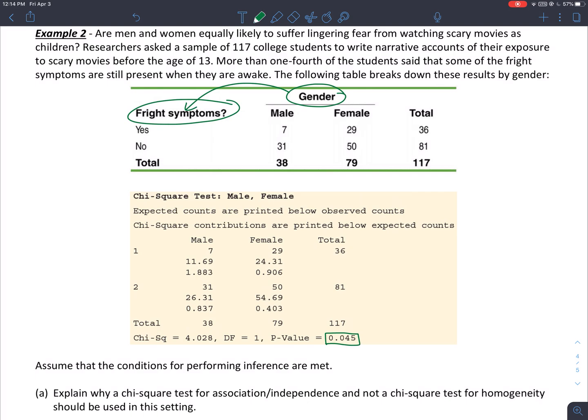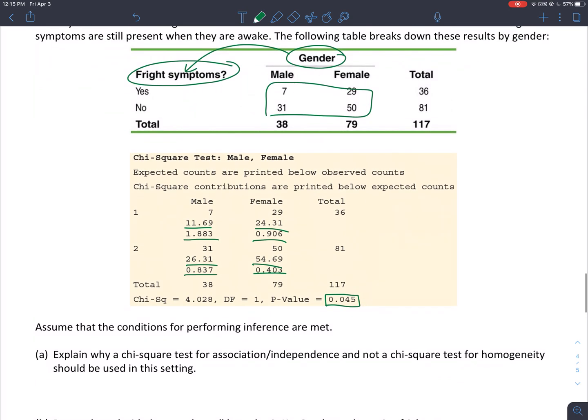Okay, so there's the data, observed counts right here. Here are my expected counts from Minitab or something that put this out. And then here are the components or contributions. It says, assume that the conditions are met, explain why a chi-square test for association and not a chi-square test for homogeneity should be used.